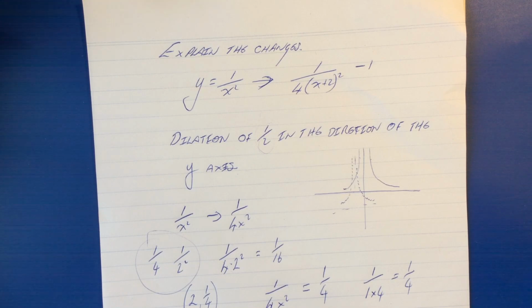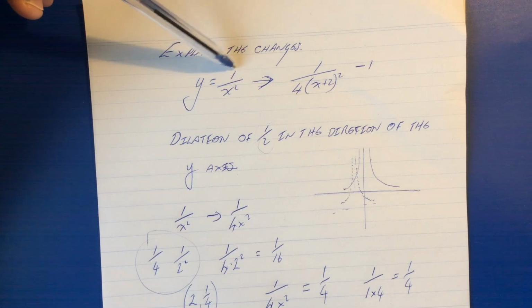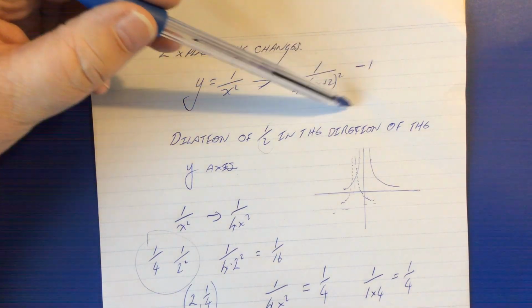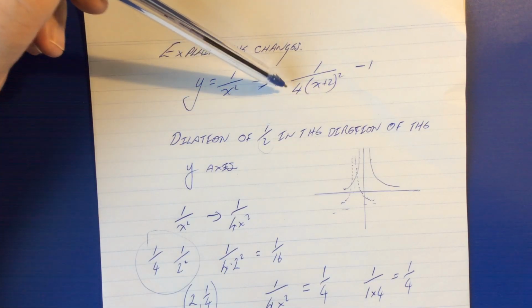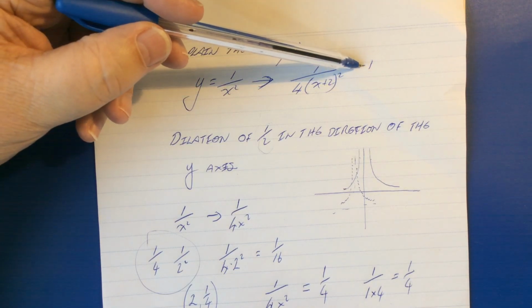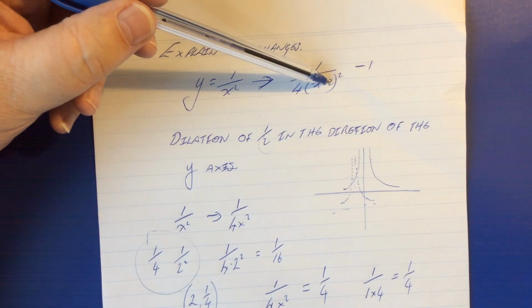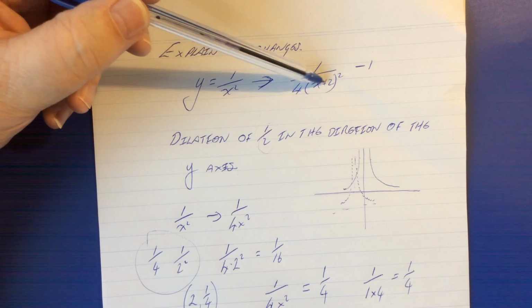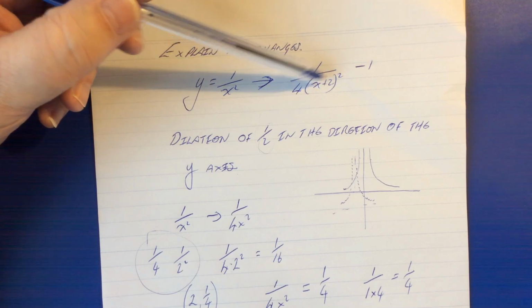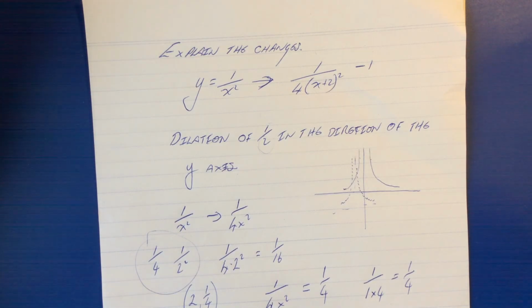A student of mine was recently asked to explain the changes when this function is transformed into this function. What actually happens? Now, the first couple of parts of this don't give any trouble. What we can see is that the function is moved down 1 unit by this, and it's moved 2 units to the left by this. These are very common translations.